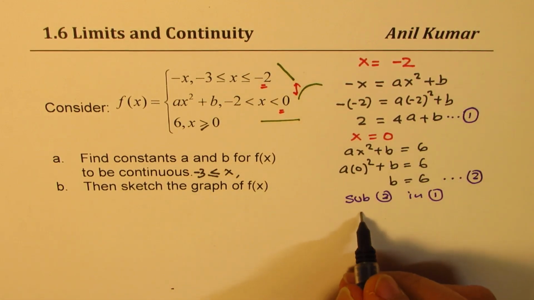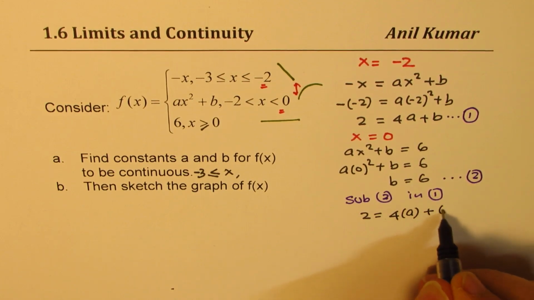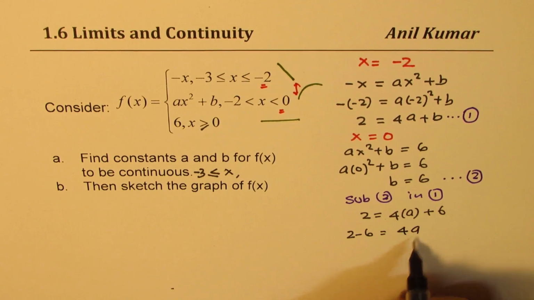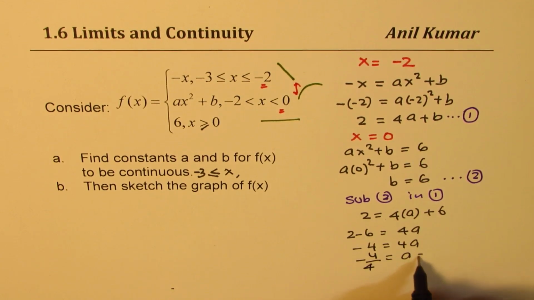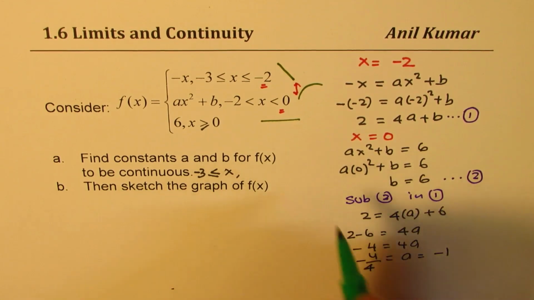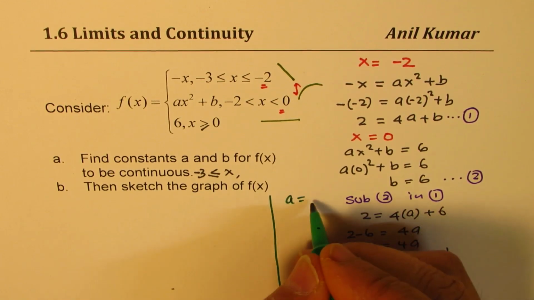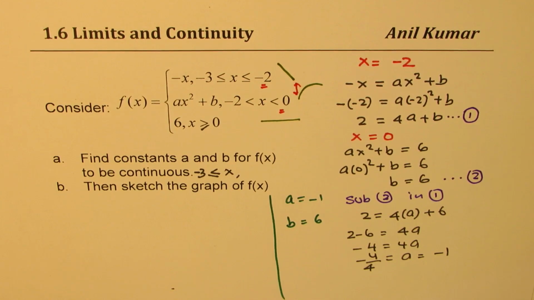So let's do it. So we get 2 equals 4 times a plus 6. Taking 6 on the left side, 2 minus 6 equals 4a, and that is minus 4 equals 4a, or a equals minus 4 over 4, which is minus 1. So we get both the answers, a and b. So our answer here is that a equals minus 1 and b equals 6 for the function to be continuous.